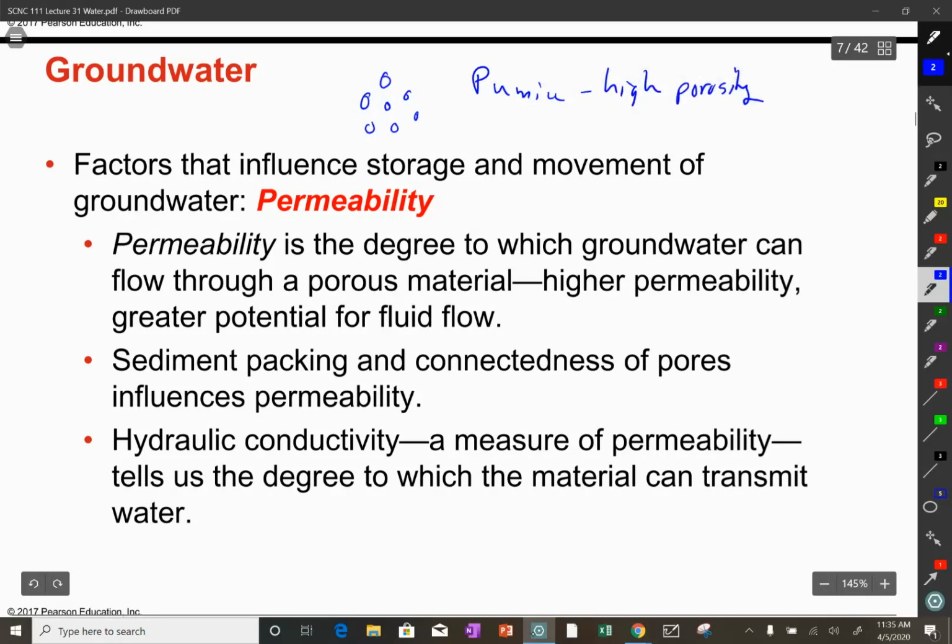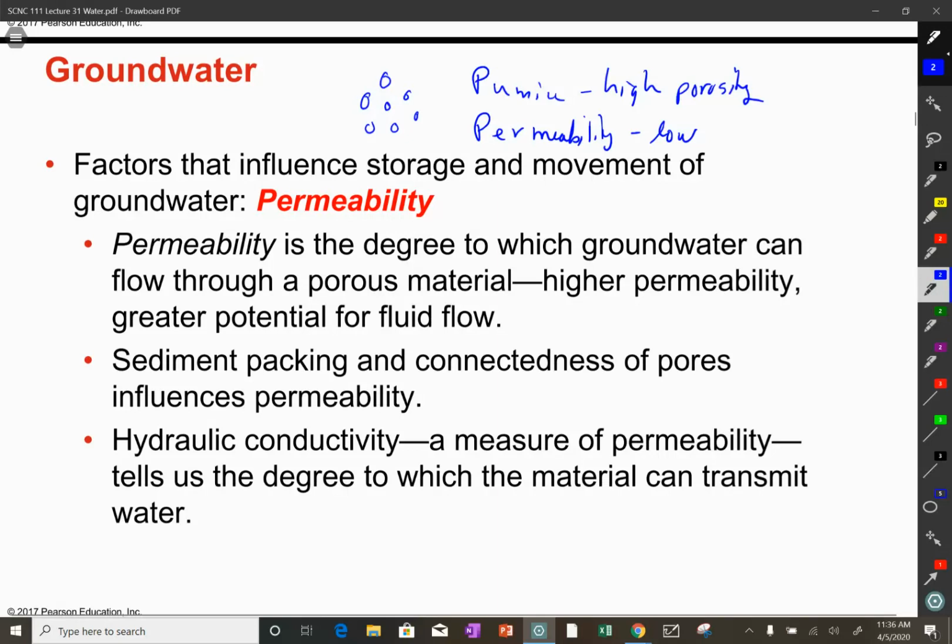But the way I've drawn it, those holes don't touch each other. So no water can flow through. So its permeability is low because the water can't flow through. You have to have holes that connect together for water to flow through.